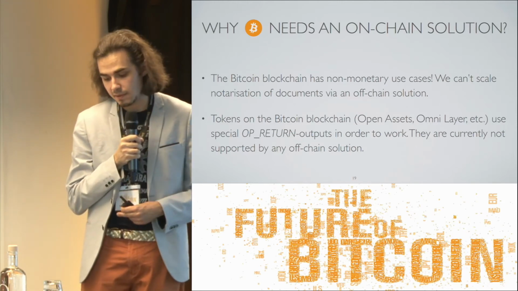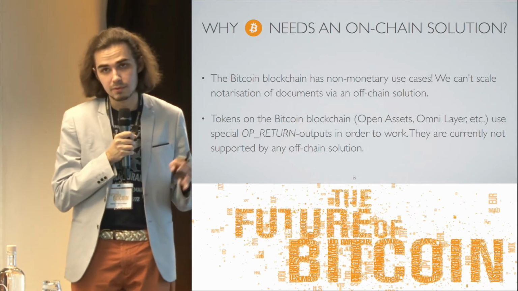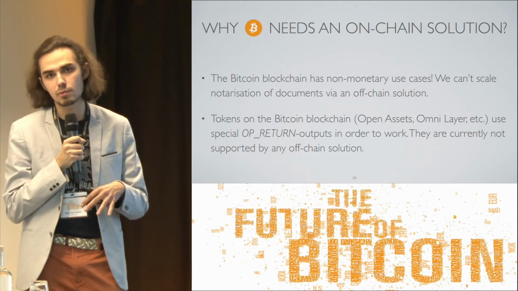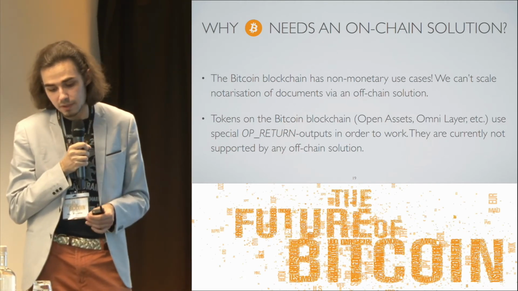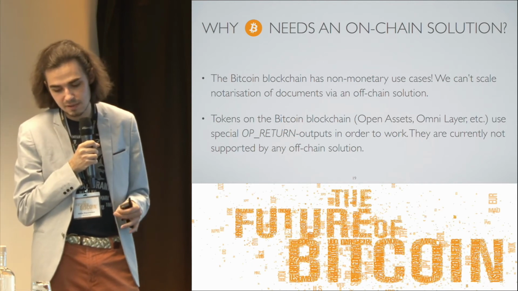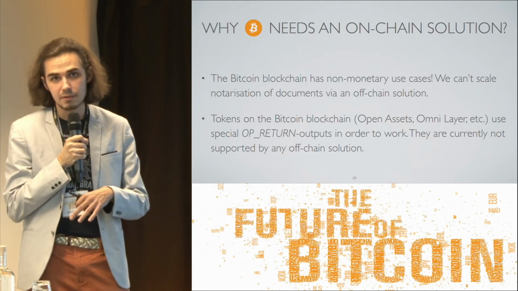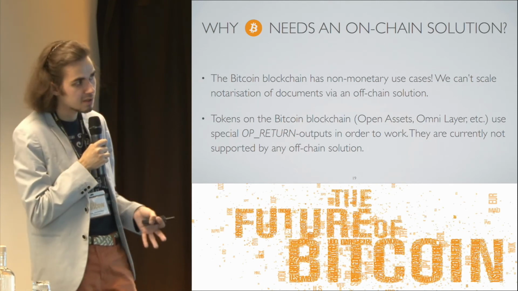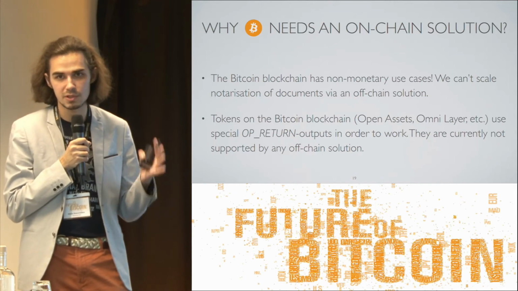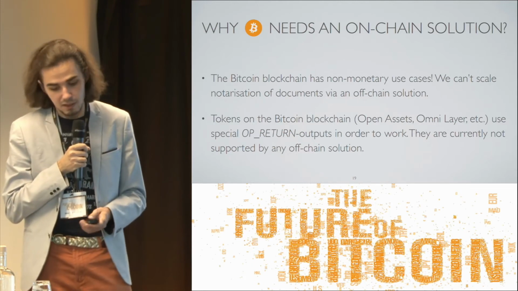Many people forget that the blockchain also has non-monetary use cases. A monetary use case, for example, as I have already said, is when Alice pays Bob some amount of Bitcoins. Alice could also simply timestamp something or notarize a hash of her document on the blockchain, and that would be an on-chain transaction too, but it can't be scaled off-chain. We just put some information in the blockchain, and that's it.